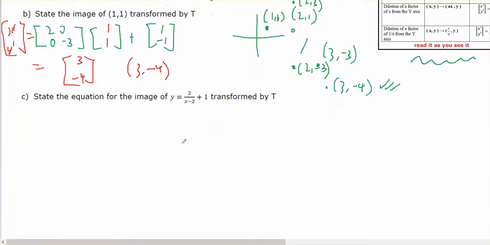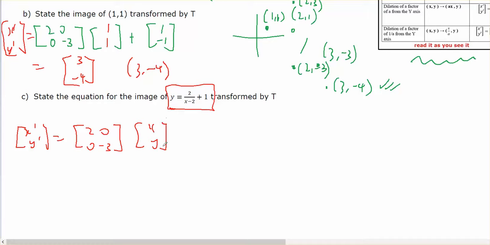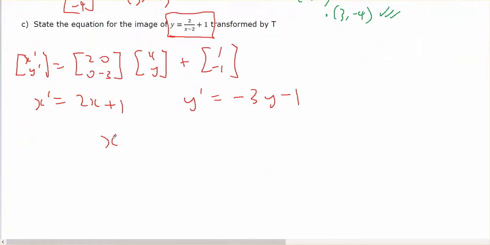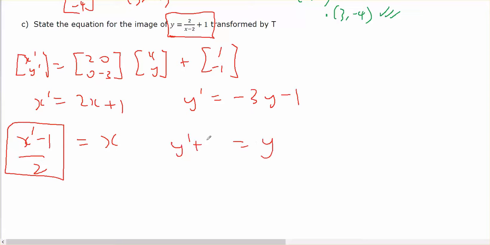And now state the equation of this image transformed by T. Okay, so I know that [x'; y'] will equal [2, 0; 0, -3] times [x; y] plus [1; -1]. Therefore x' will equal 2x + 1 and y' will equal -3y - 1. Rearranging for x, I've got x = (x' - 1)/2. And rearranging for y, I've got y = (y' + 1)/(-3).